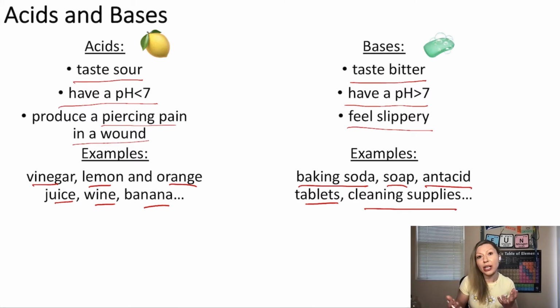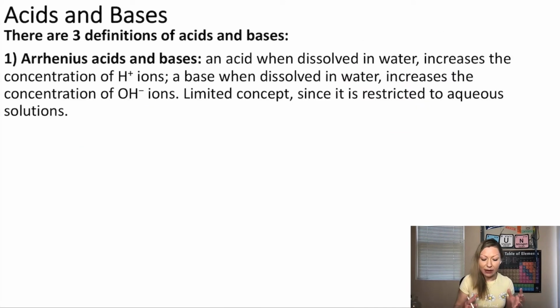In chemistry, we define acids and bases with three different definitions. All these concepts are named after different scientists. The first one is Arrhenius's concept, where he said that when an acid dissolves in water, it's going to increase the concentration of the H plus ions.